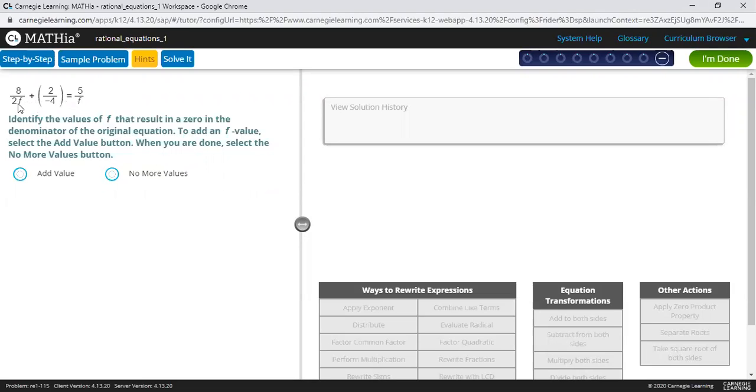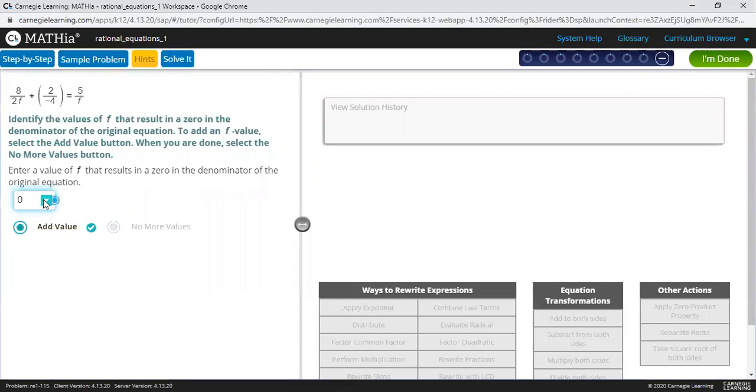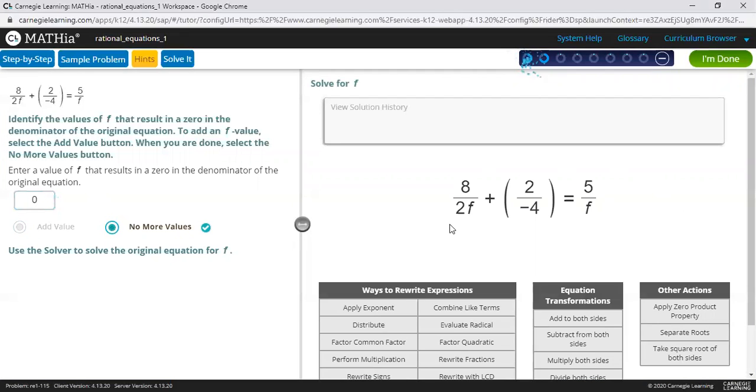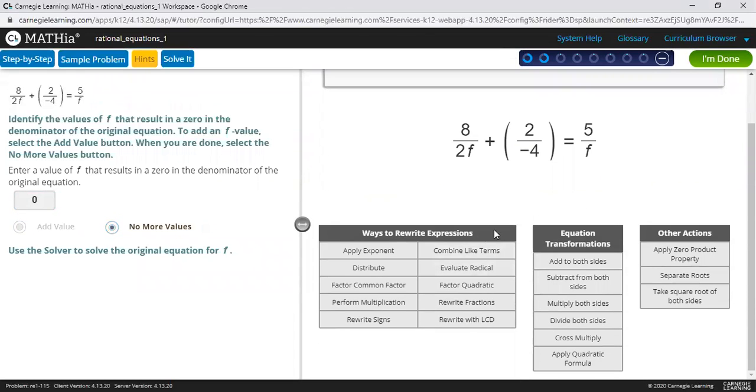So what times 2 would be 0, and then what value of f would make this 0. Both cases, 0 would be the answer there. And that is actually the only value for this. So I'm going to select no more values. So it's going to move our equation over to the equation solver here, right? And I'm going to choose from my menu of options to work through this.